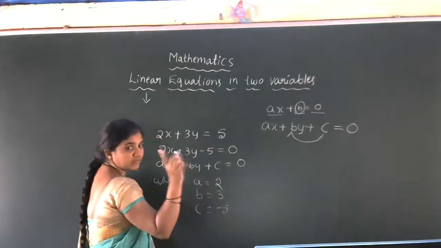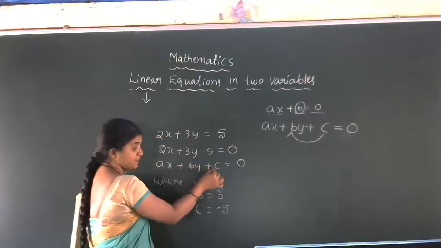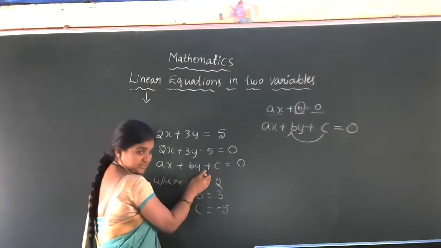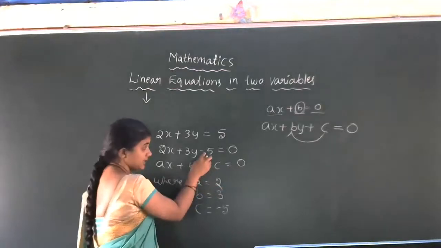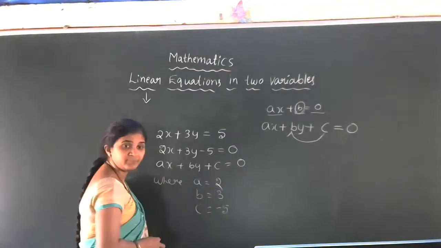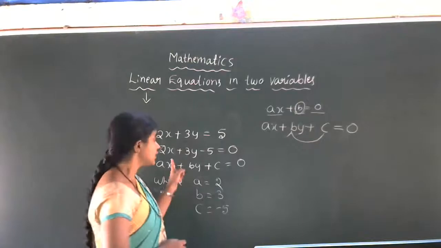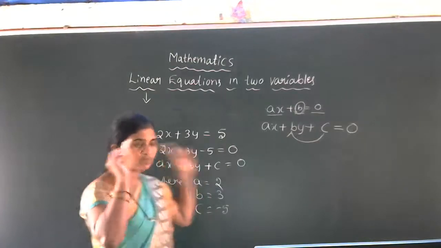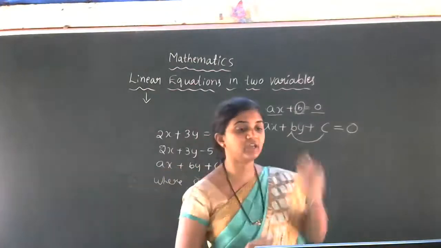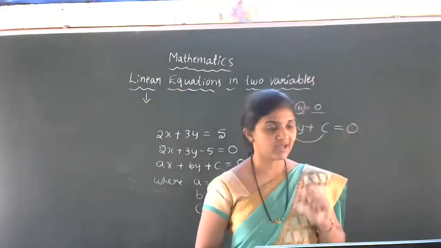So you have to be very careful here. Standard form is ax plus by plus c is equal to 0, but here it is minus 5. So the value of c is minus 5. Got the idea of this concept to identify the a, b, c values? So first you have to think whether the given linear equation in two variables is in the standard form or not. Is that clear?